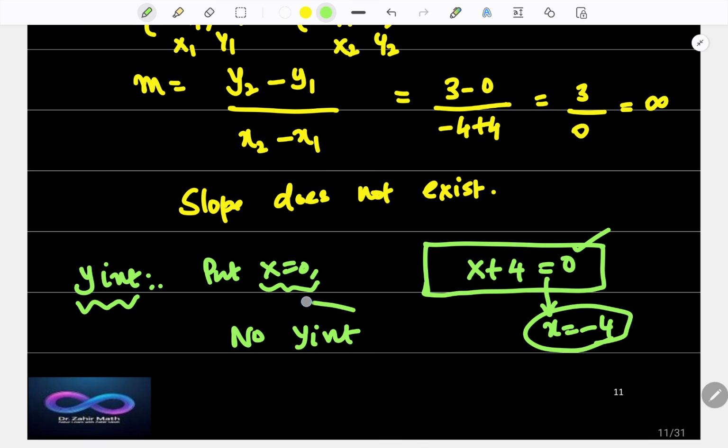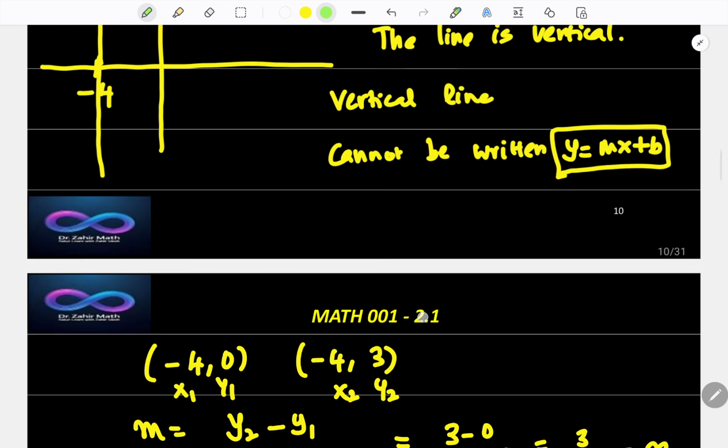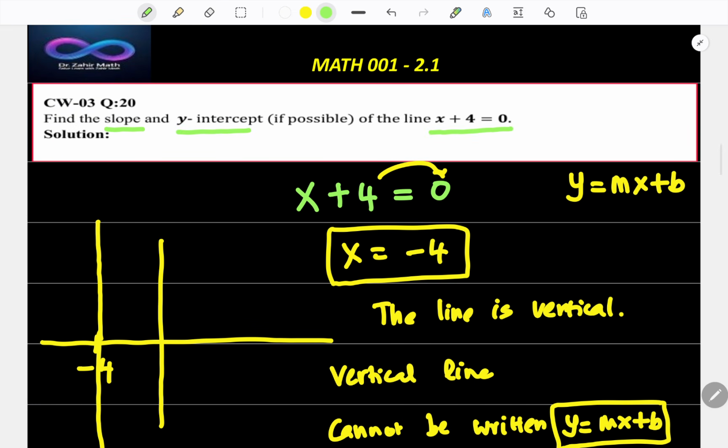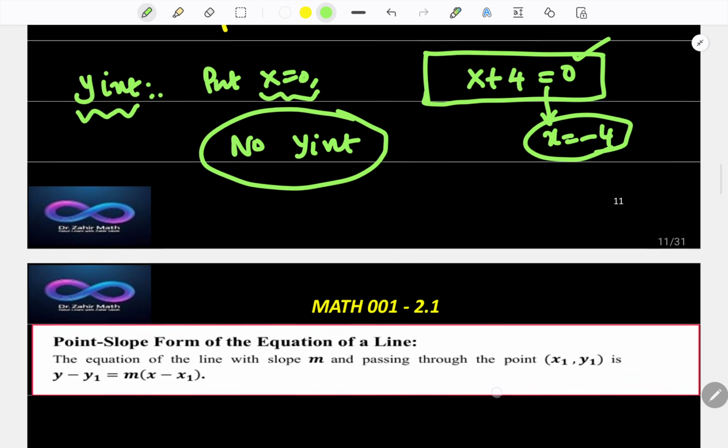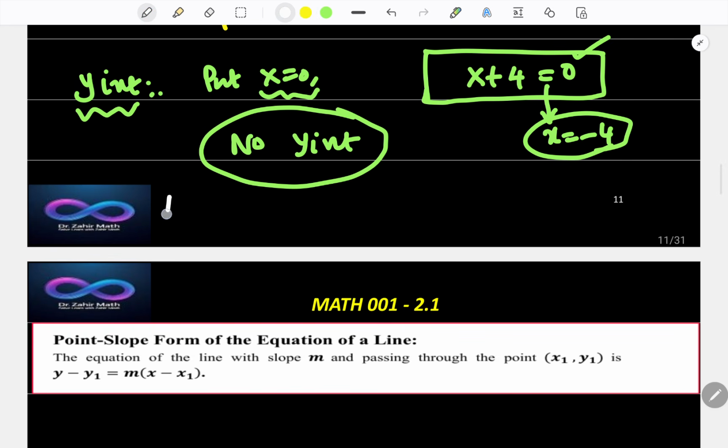No y-intercept. Teacher, why are you telling all these stories? What should I write for this question? Okay, for this question, we have to write for the slope and y-intercept, right? So you have to write one word only. What is that? The slope is undefined. The answer you have to write is, listen everybody, slope is undefined. Just write like this.